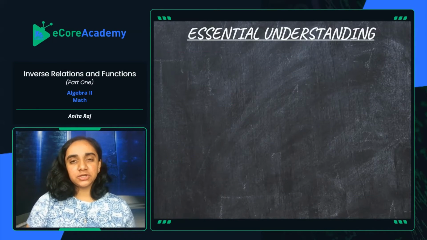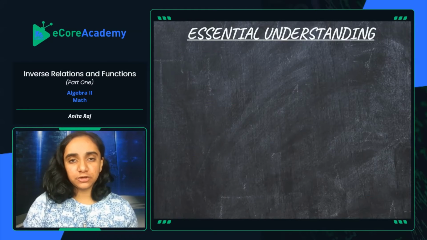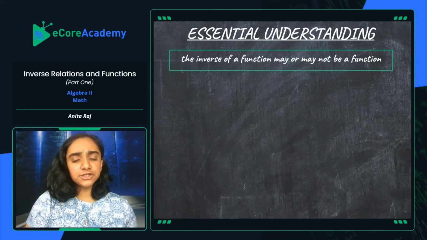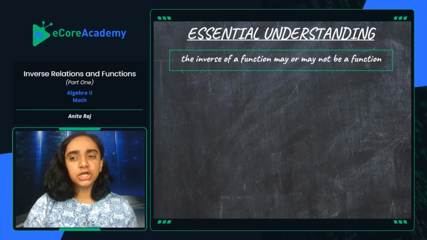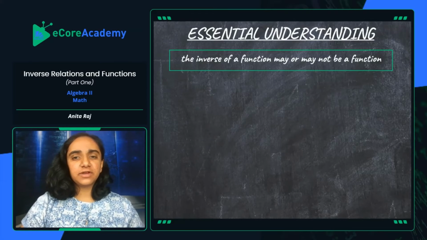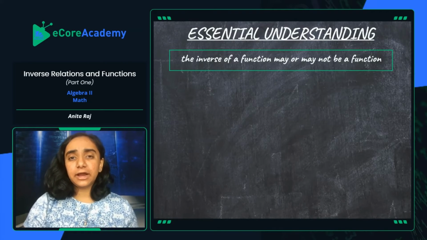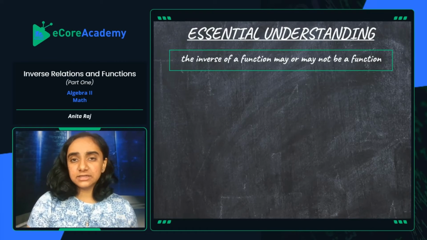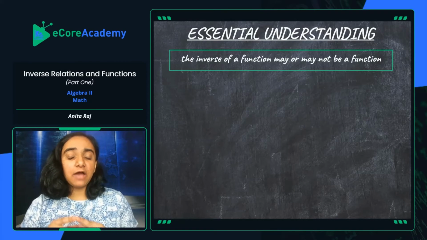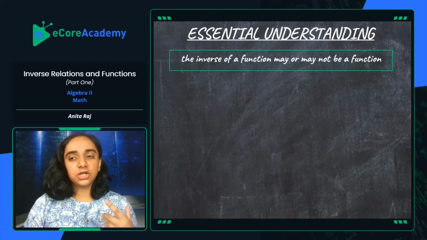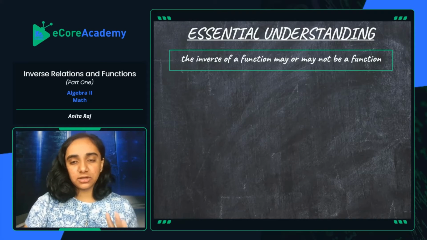So here's some essential understanding I want to go over before we get into our first practice problem. The inverse of a function may or may not be a function. So for example, if we're given function f and we find the inverse by switching the domain and range, we're not guaranteed, just because f is a function, that f inverse is also going to be a function. And I'll show you an example of how this comes into play.